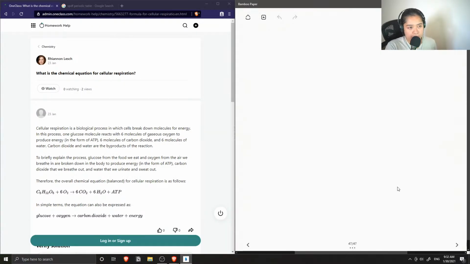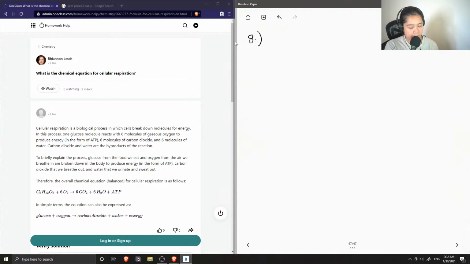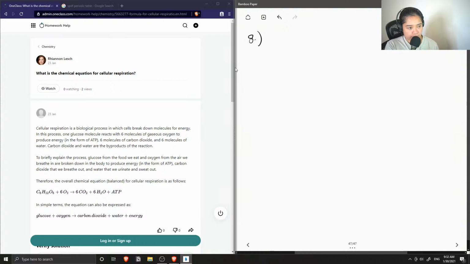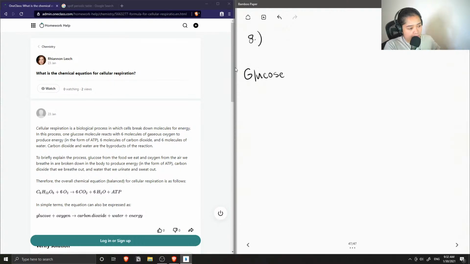Okay, so question number 8 asks for the chemical equation for cellular respiration. So for cellular respiration, this is a biological process where our cells break down molecules for energy. By molecules, we mean like glucose or like sugar.